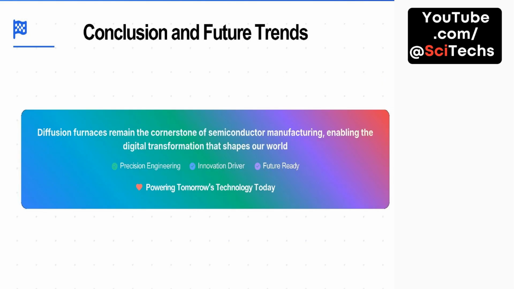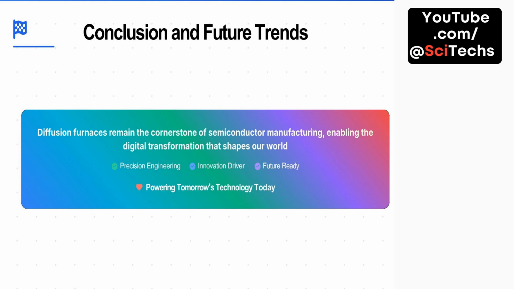Conclusion and future trends. Diffusion furnaces continue to be a foundational element in semiconductor manufacturing. Their importance lies in their role in enabling atomic-level precision, essential for processes such as doping, oxidation, and annealing. This level of control is what allows advanced semiconductor devices to function reliably and at high performance.